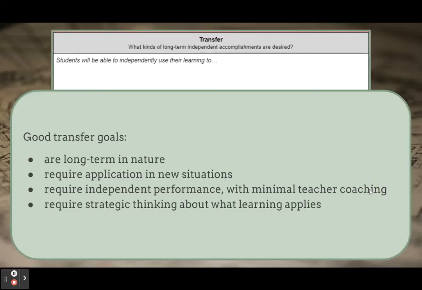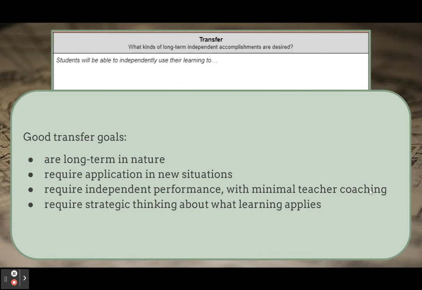So to get a little more specific in breaking down what a good transfer goal might look like, we want to consider them being long-term in nature. That goes back to the idea that we want students to be able to apply and live into these goals, not only in our classrooms, but maybe at the next grade level, in other classrooms, and down the line when they leave Novi Community School District. We also want to require application in new situations. To be able to transfer something is to be able to apply it in a completely different context, something very new to students, because then we know they've truly learned it and internalized it.